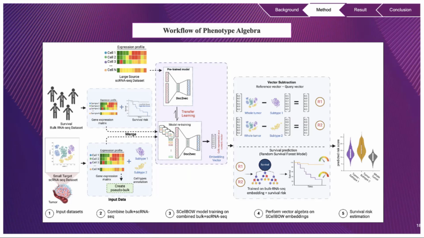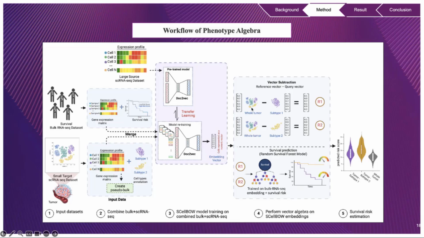And then we have combined the pseudo bulk with the actual bulk, and we have used the Doctorow model on it to get the embedding. Once we get the embedding, we have calculated the embedding of the whole tumor, because the way it works is it considers that we are calculating the negative selection. So what will be the aggressiveness once I drop a particular clone from the whole tumor? For that, we have calculated the whole tumor.